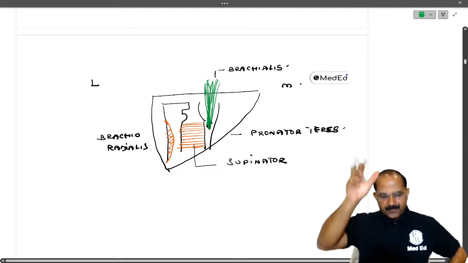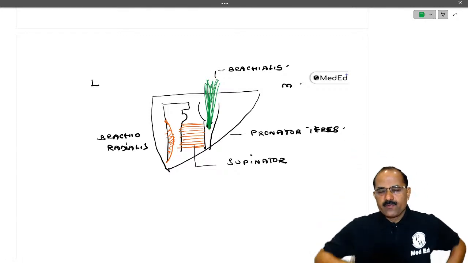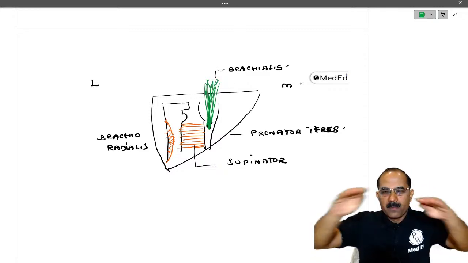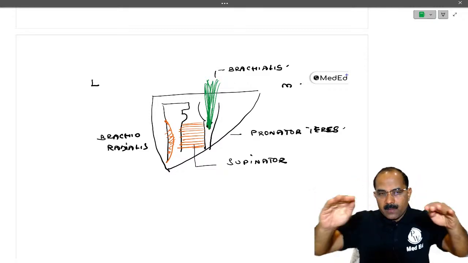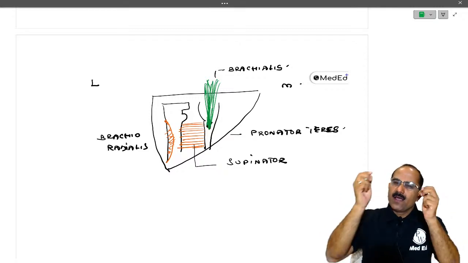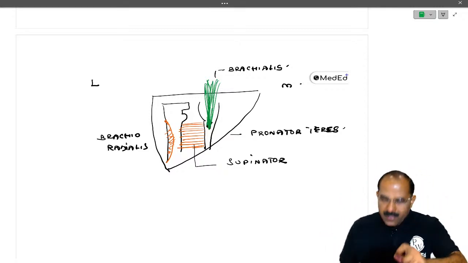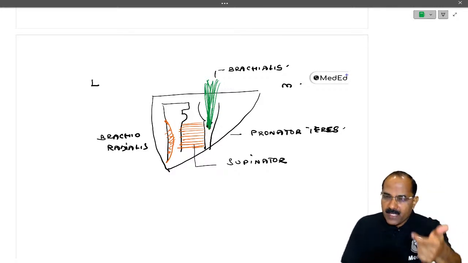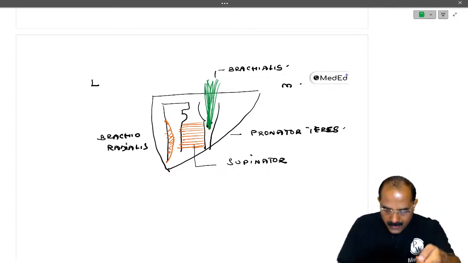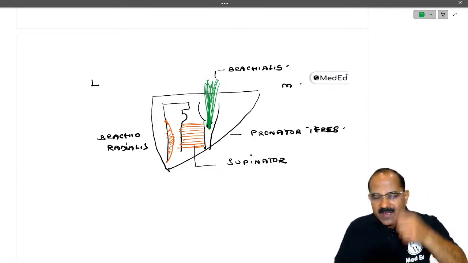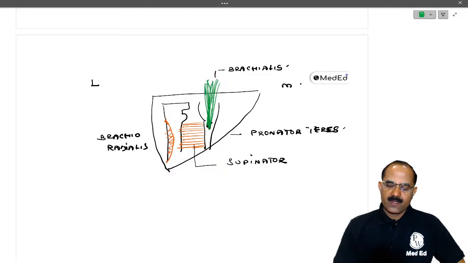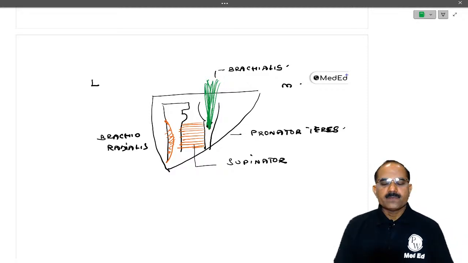Clear to all of you? So boundaries of cubital fossa: medial is pronator teres, lateral is brachioradialis. The base is formed by the imaginary line joining the two epicondyles. The floor is formed by the brachialis and the supinator muscle, and contents will be the median nerve, the brachial artery with radial and ulnar arteries, the tendon of biceps and the radial nerve. Clear to all of you? Okay, fine, perfect.